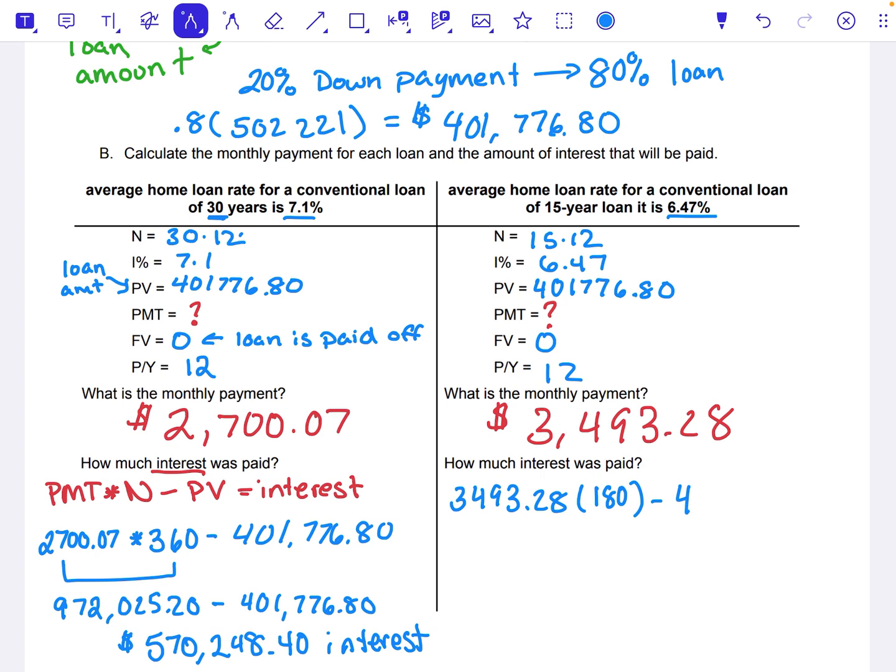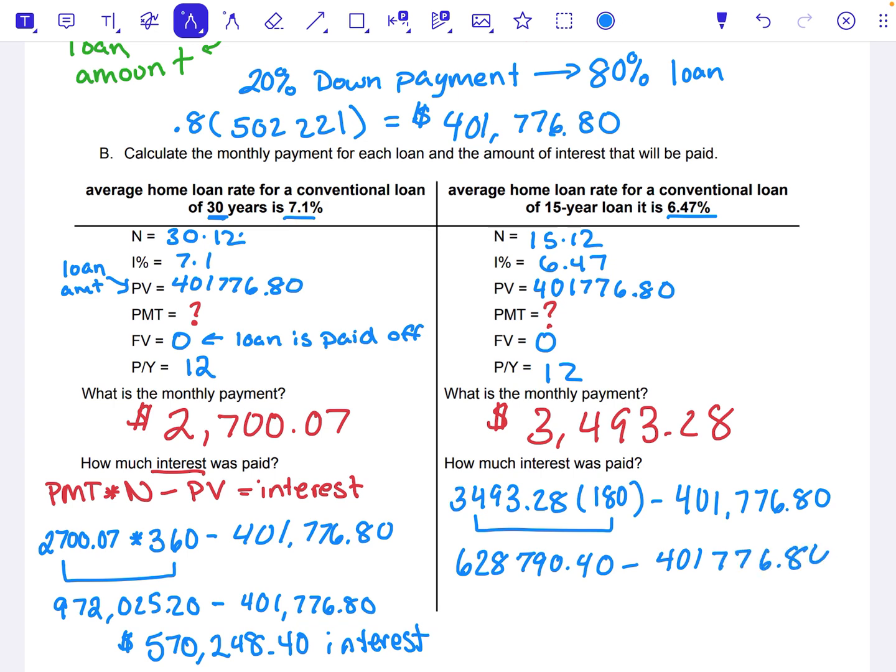And then just like before, I'm going to take away my original loan amount to find my interest. Now, how much got actually spent? A significant amount less than the previous one, the other loan. Because this time, you actually only spent $628,790 on this house total. So that's over $300,000 less by having a loan half the time.